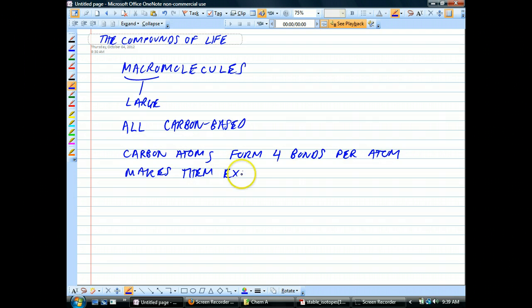Now here's an interesting thing though. It's more than just the fact that they form 4 bonds. And to tell you the truth, I don't know exactly what it is about carbon. But silicon, the element silicon, Si, also forms 4 bonds. But it doesn't make living things.